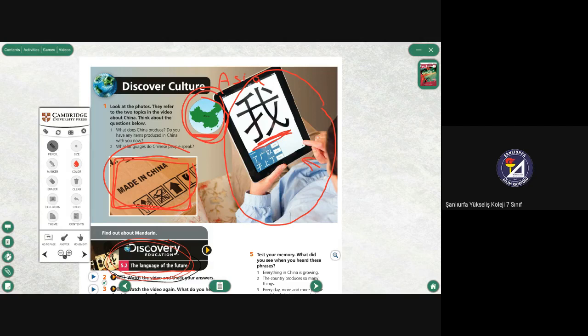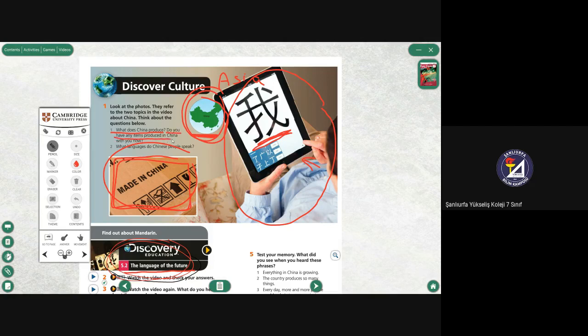We have got more questions. Let's have a look at this. What does China produce? Let's talk about productions of China. What does China produce? Can you think about answers? We can say China produces computers, it produces mobile phones, it produces furniture, it produces watches and clothes and many other things. Well, let's have a look at the other question.